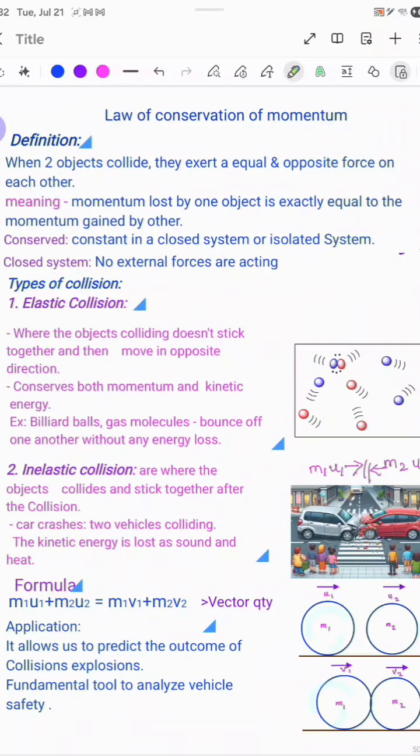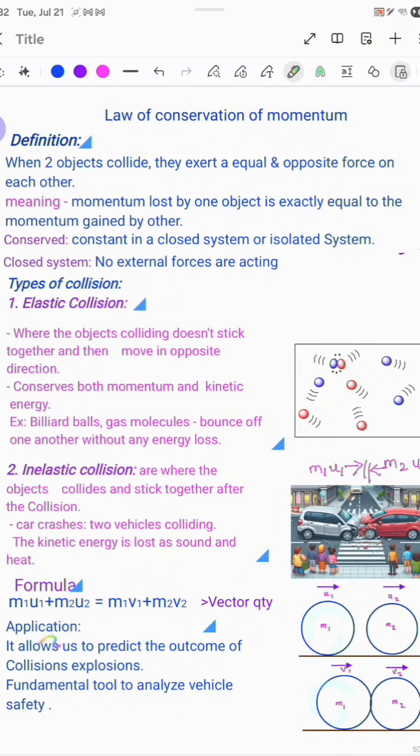Right? The formula for momentum: the first car has m1 u1, the first initial velocity, and the second car has m2 u2. Right? After collision, what will happen? Sometimes they move together in the same direction, or they will stick in the same place. Both things happen. So the formula is m1 v1 plus m2 v2, and it is a vector quantity, so direction is included.